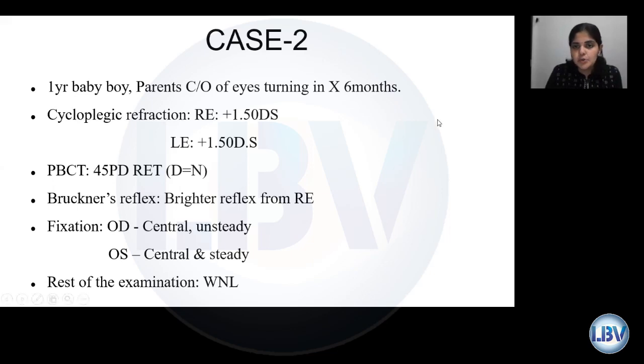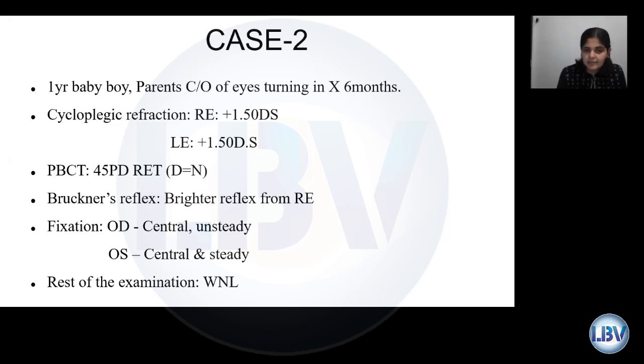Now, in case 2, it is a case of a 1-year-old baby. Here, the parents complained of eye turning in for the past 6 months, and the cycloplegic refraction of the kid was plus 1.50 in both the eyes. On cover test, it was found that there was a 45 prism diopters of esotropia, which was equal for both distance and near.